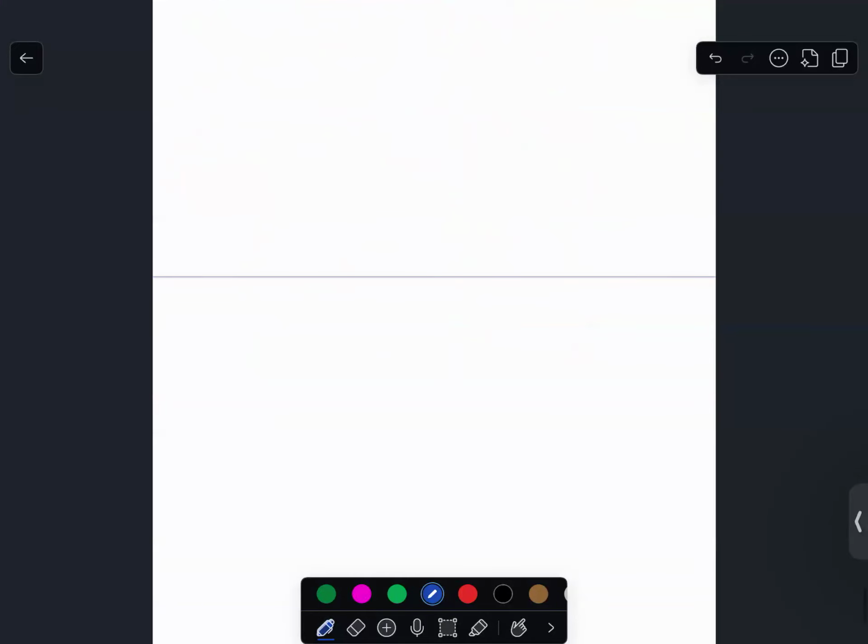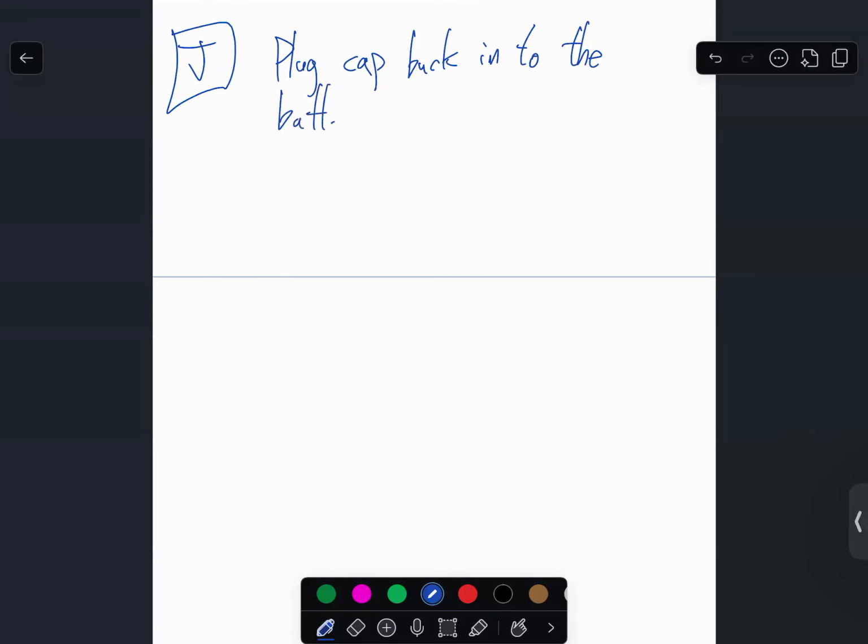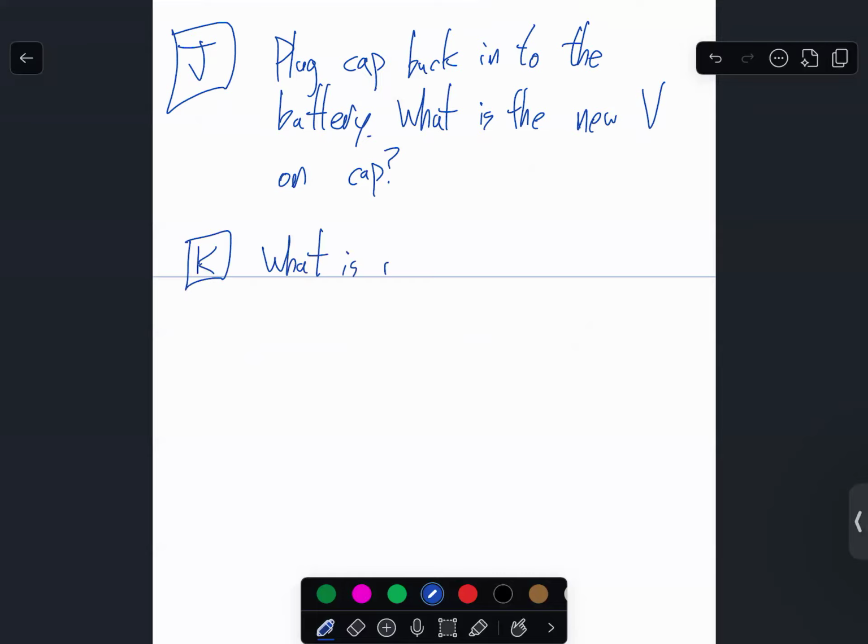Okay, now I want you to think for a second, reason about this. Plug the capacitor back in to the battery circuit, the battery, and just forget that there's potentially more than one thing. What is the new voltage on the capacitor? Should say across. And K, what is its new charge?